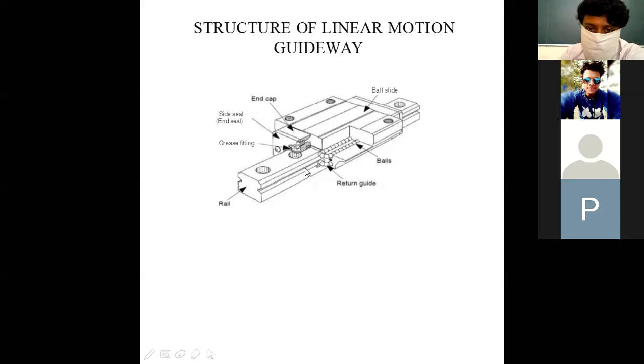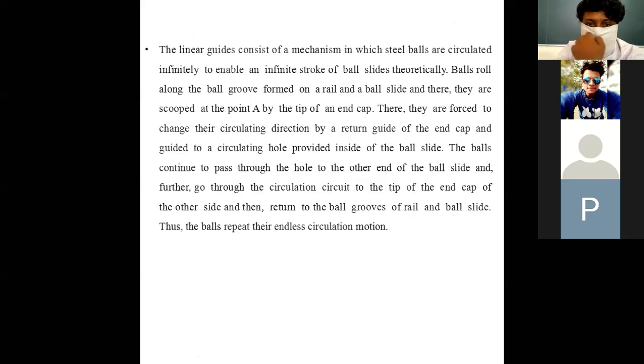You can just draw this if sometimes it is asked to draw a linear motion guideway. Then instead of drawing this three-dimensional view, you can go for a two-dimensional view. And important parts are rail, ball slides, and balls. So these three parts must be there. These are optional. You can show them, or if it is not possible for you, it's okay.